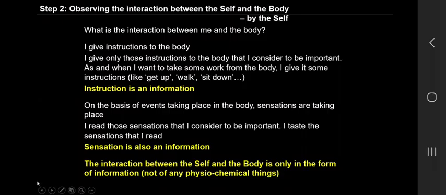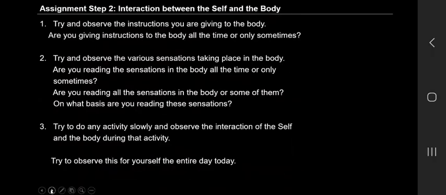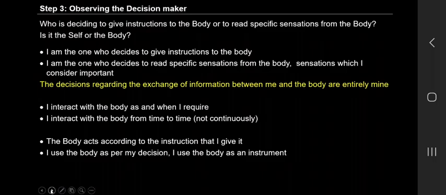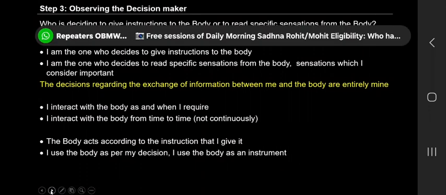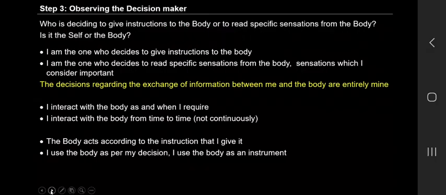Then in step 3, we are observing who is the decision maker. So we can see that as a consciousness unit, I am the decision maker. It is me who decides to give instruction. It is me who decides to read specific sensations. So I interact with the body as and when I require. It is my decision.